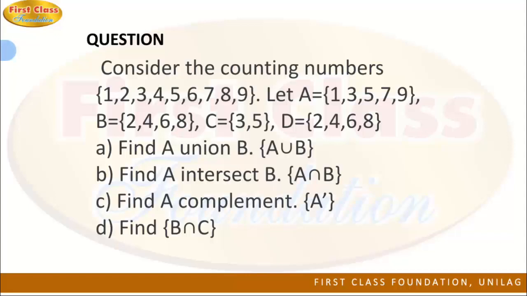And the last one, we have to find B intersect C. So meaning what elements are common to sets B and C. Look at B and look at C. Do we have anything that is common to both? Of course, no, we don't have anything common to B intersect C. We have 2, 4, 6, and 8 in B, and we have 3 and 5 only in C. So that's it.